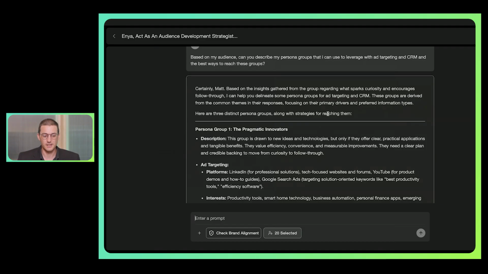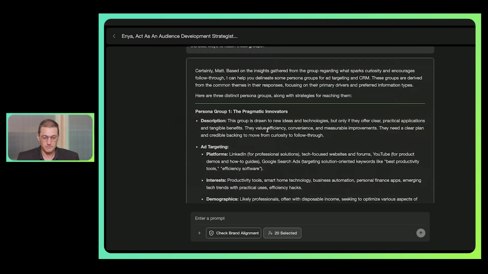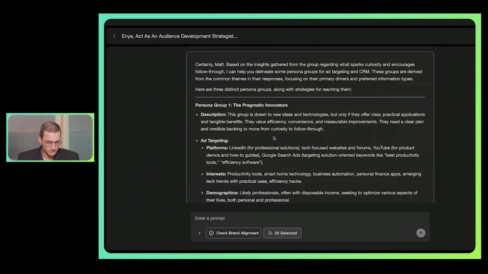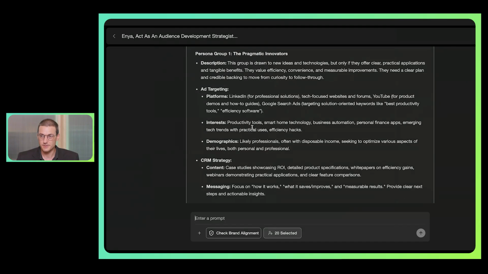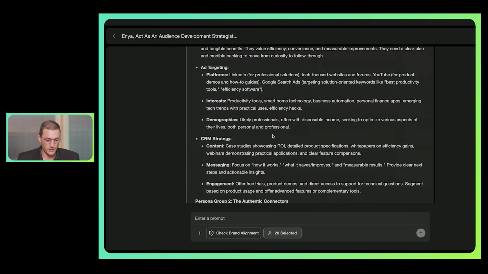So this is where we're actually getting into real groups, based on HEXACO traits, psychographic indicators that Enya is finding and grouping together, and essentially providing different segments of the audience that I can reach out to in different ways. Persona group 1 includes pragmatic innovators. So this group is drawn to new ideas and technologies, but only if they offer clear practical applications and tangible benefits. I'm given platforms for ad targeting, interests to target, and demographics as well.